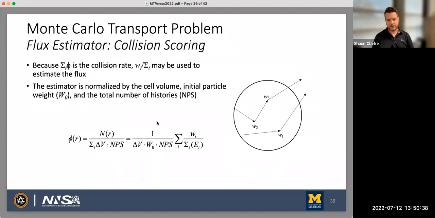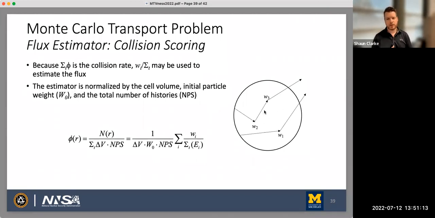I'm going to go to collision. I'll come back to track length in a minute. Collision scoring is the same idea. With collision scoring, this is a volume average tally. So you're looking at how many collisions happen in a certain volume. And again, the estimator is just summing the weight at each of those collision sites and dividing it by the cross section. Okay, so weight is dimensionless. Cross section is units of 1 over distance. And the V is the volume. So taken together, this has units of number over area, which is flux.